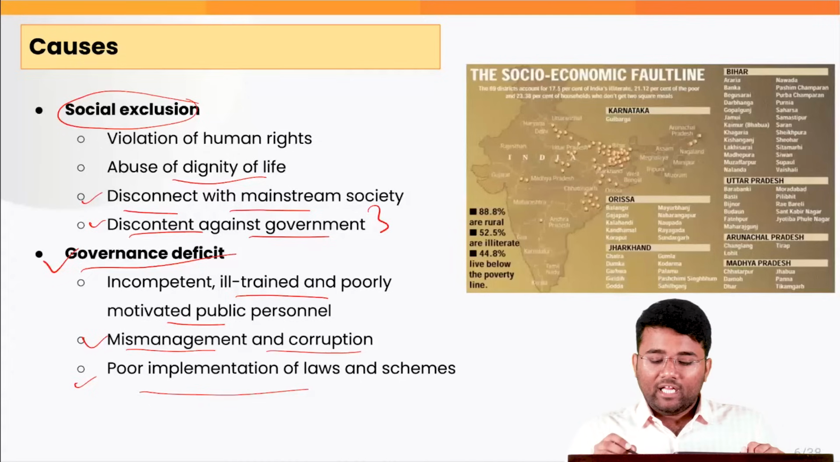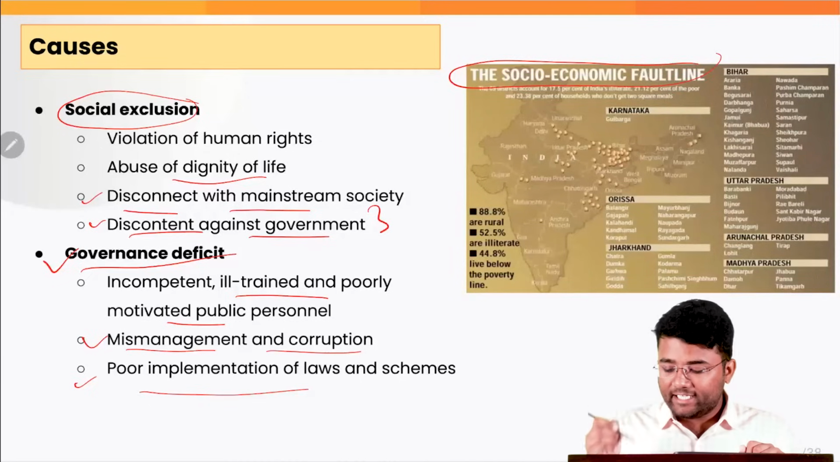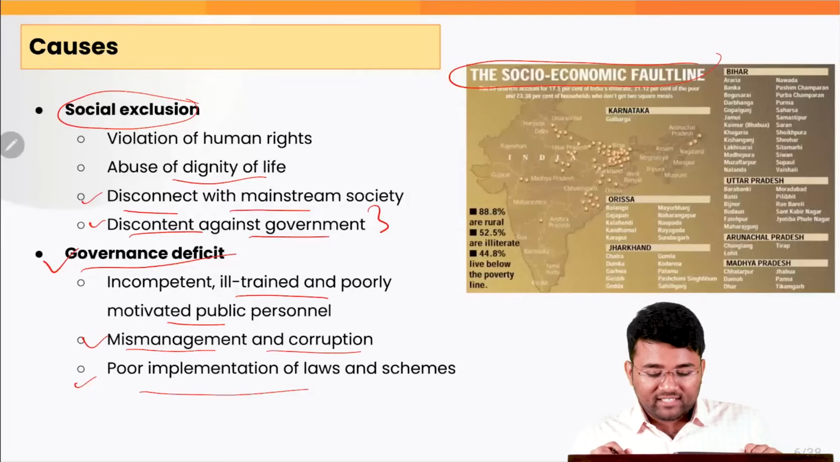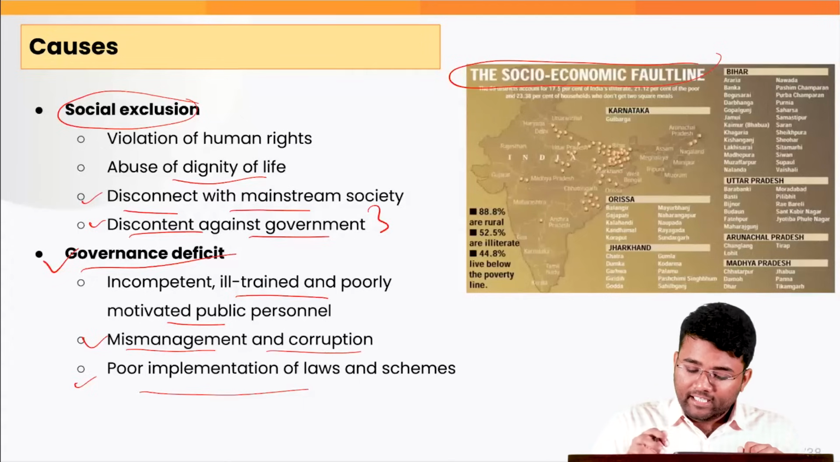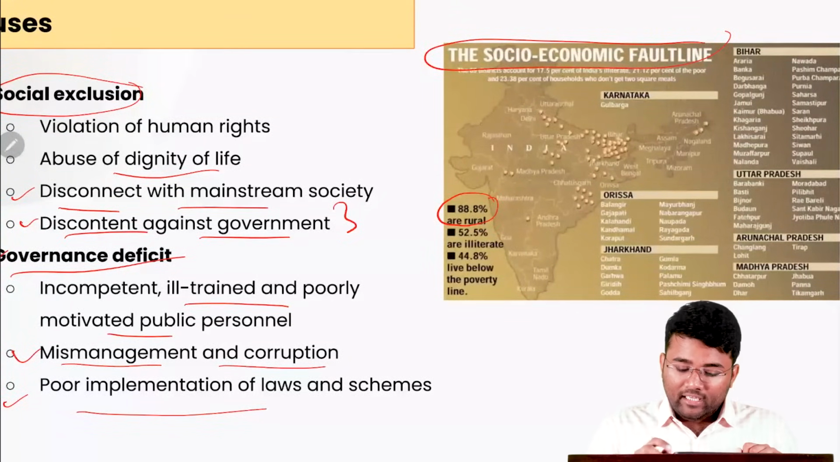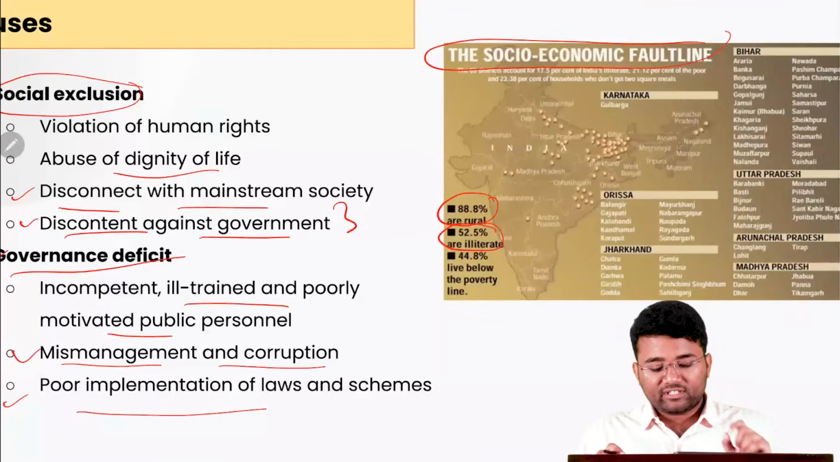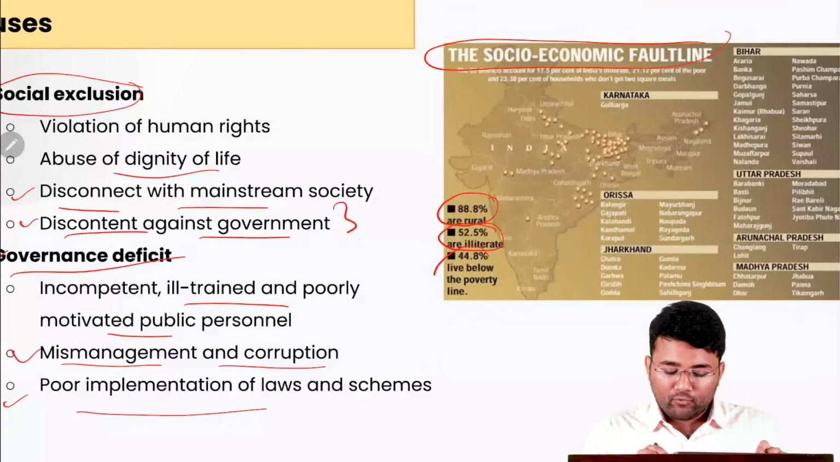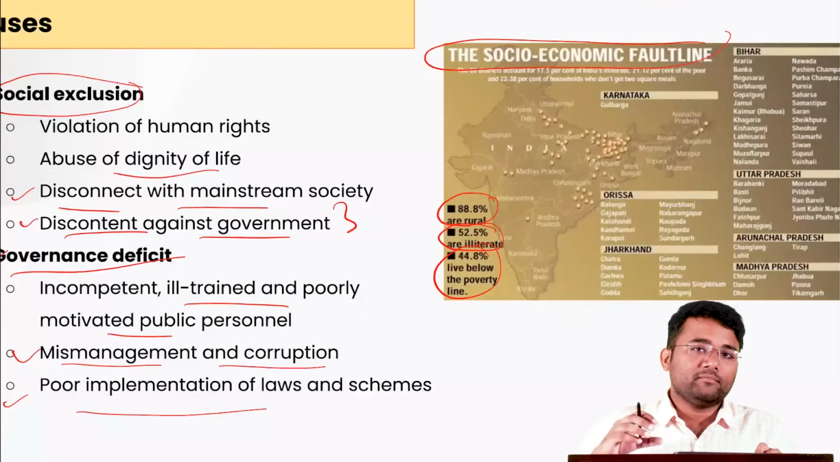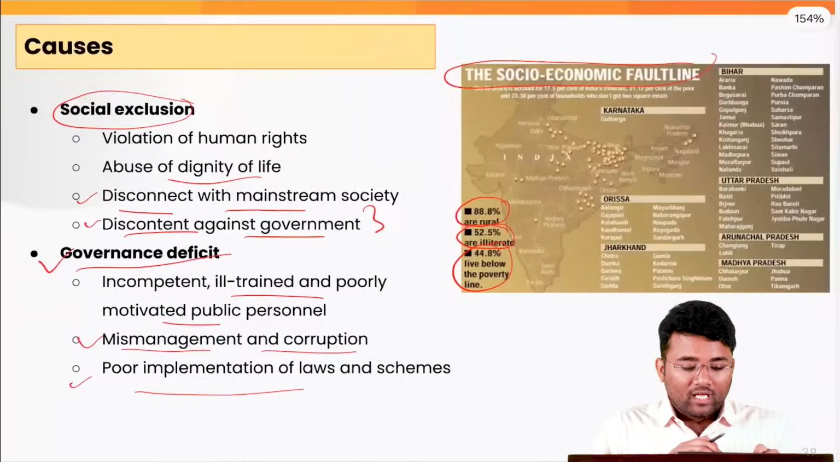If you look at this socio-economic fault line data, compiled from various ministries, you can see that 88.8% of this population is rural, 52.5% is illiterate, and 44.8% live below the poverty line in some of these districts where large-scale left-wing extremism is still present.